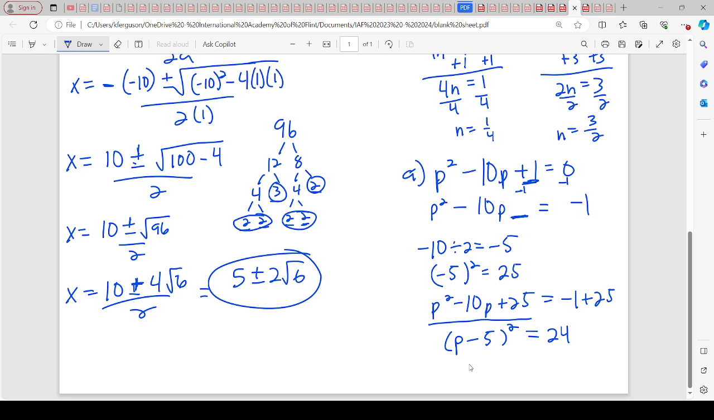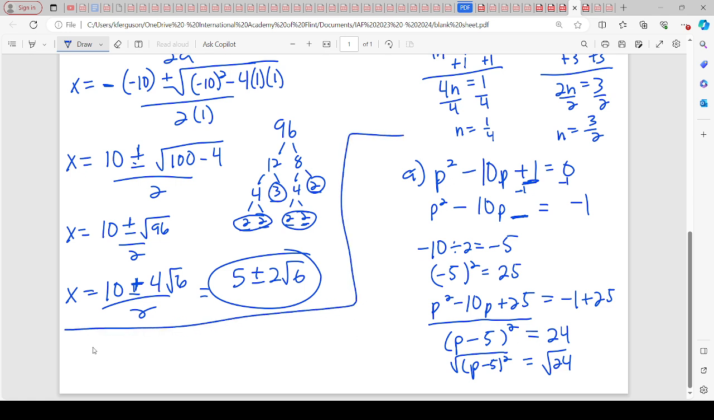Well, I need to get to p, but I got p minus 5 to the second power. So what should I do? I take the square root of both sides. So if I take the square root of both sides, I get p minus 5 over here. And then over here, I get plus or minus the square root of 24.